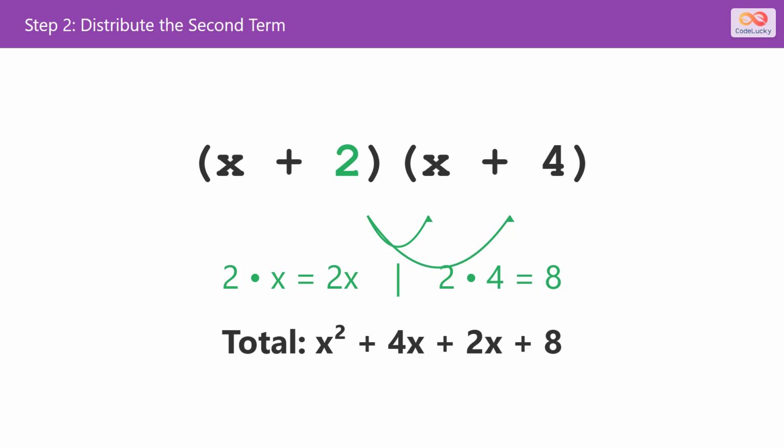Step 2. Now we take the second term from the first group, which is the positive 2. Multiply 2 by x to get 2x, then multiply 2 by 4 to get 8. Now we have 4 terms in total: x squared plus 4x plus 2x plus 8.